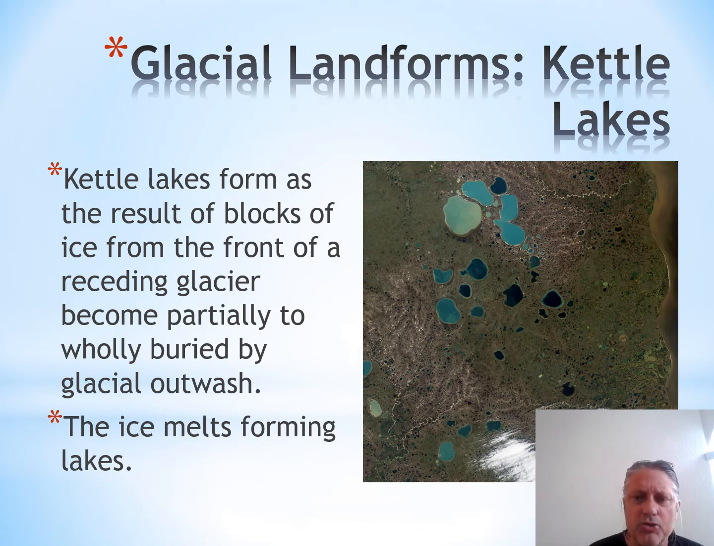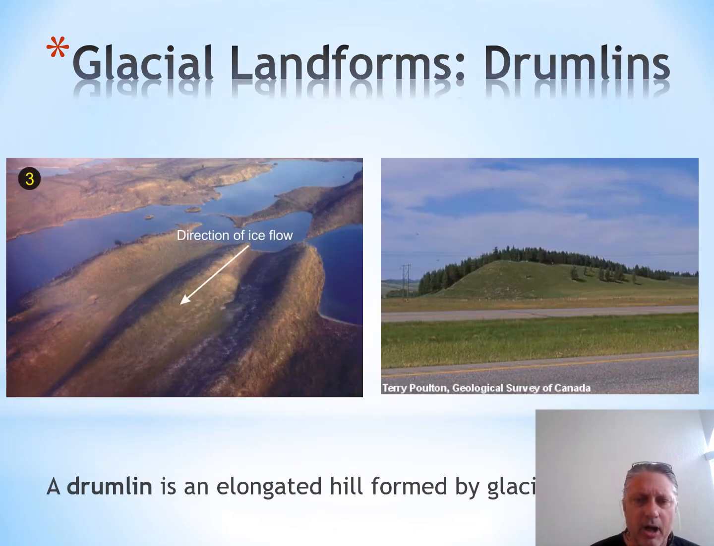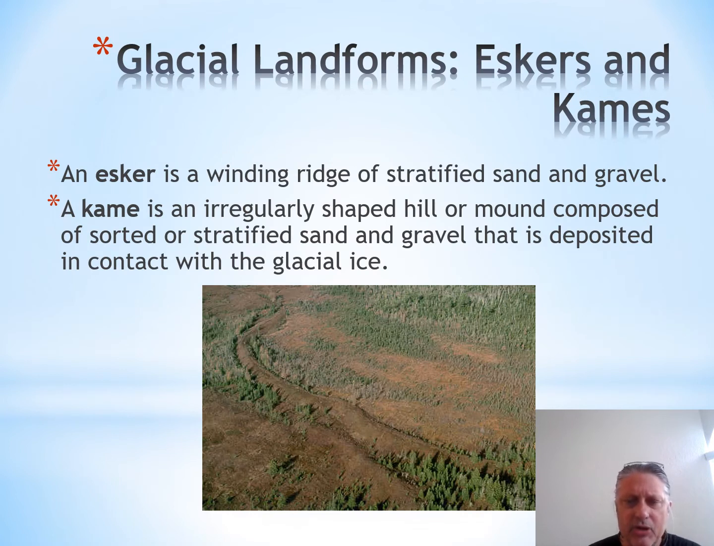Kettle lakes are where huge chunks of ice are buried, and then they melt, and it forms deep meltwater lakes. Drumlins, and they occur in fields, are elongated, almost cigar-shaped hills that are caused by glacial movement. Eskers and kames are ridges and hills formed by glacial movement and deposition.